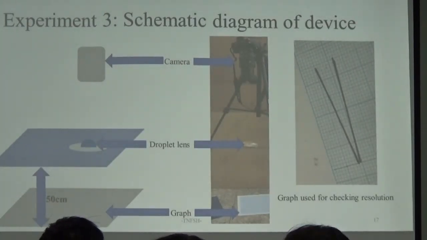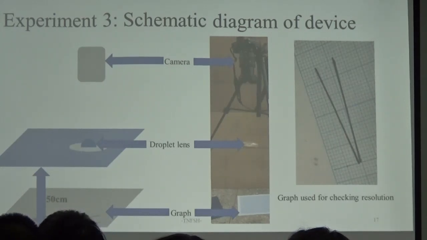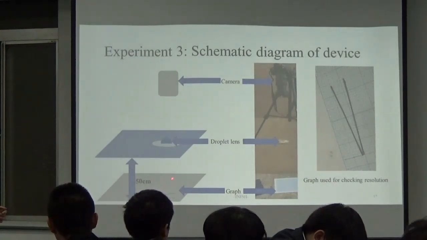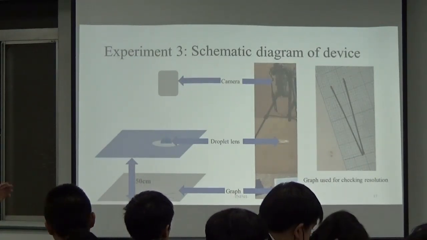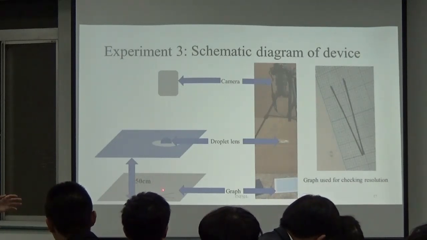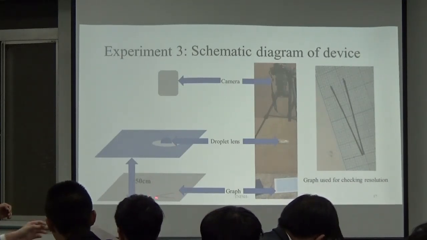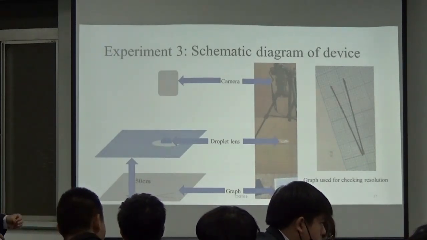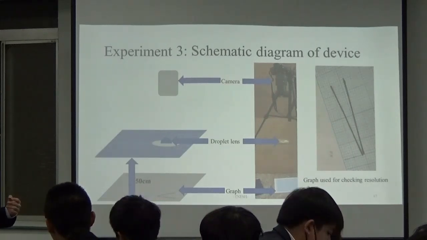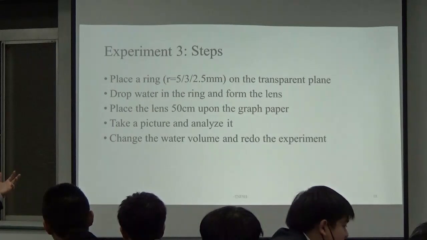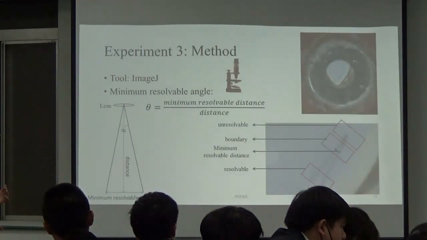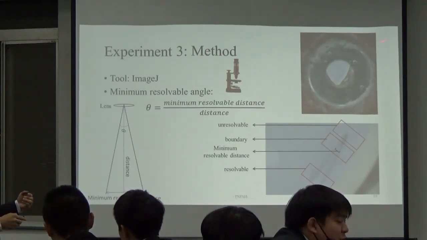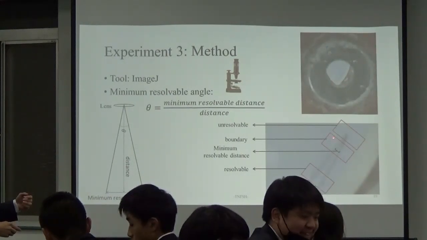Now, this is my third experiment. I place a camera on the top, and I have a droplet lens, and I have a graph paper. The lens and the paper have a distance of 50 centimeters between them. And I have a pattern on the graph paper, which is shown here. In this experiment, we want to measure the resolution. Same steps, and to analyze it, we use ImageJ again, and it forms a pattern. When we make it bigger, it looks like this.